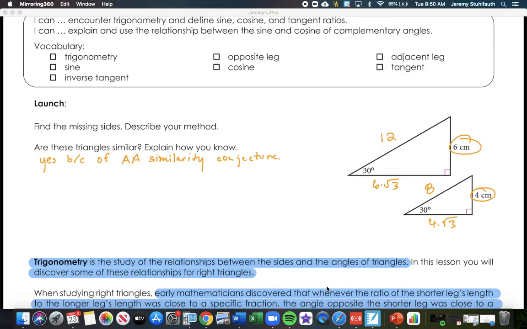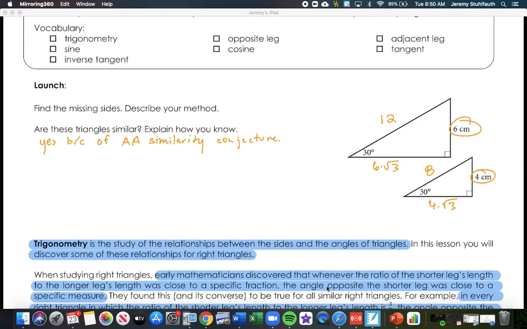So we can use the 30, 60, 90 triangle to find the missing sides when we are given one angle and a side. Now, the problem that we would run into is, what if this was not a 30, 60, 90 triangle? With this information, we would need another strategy of finding the missing sides. So that's where trigonometry comes in.